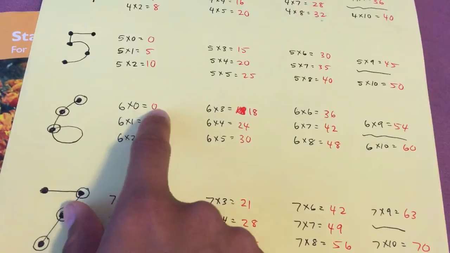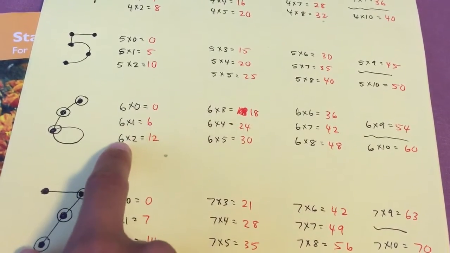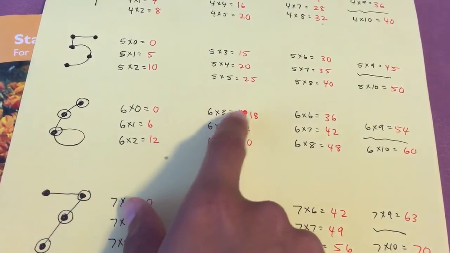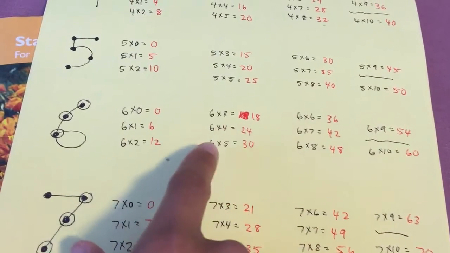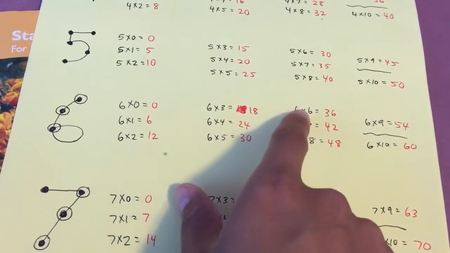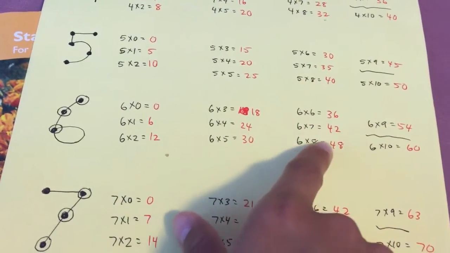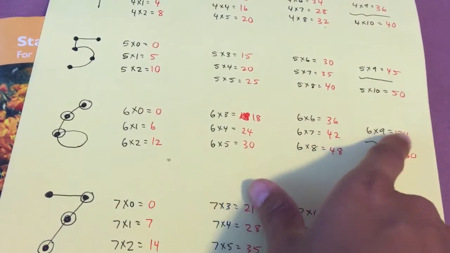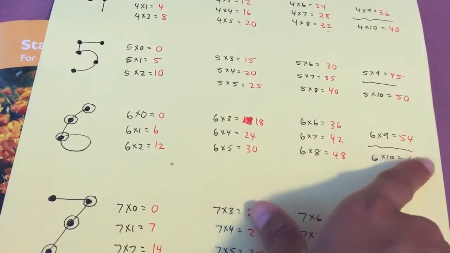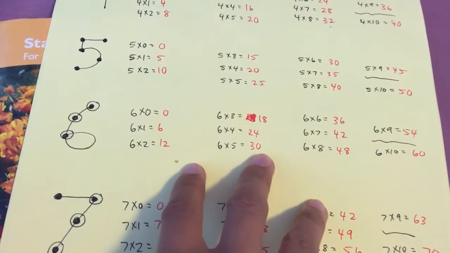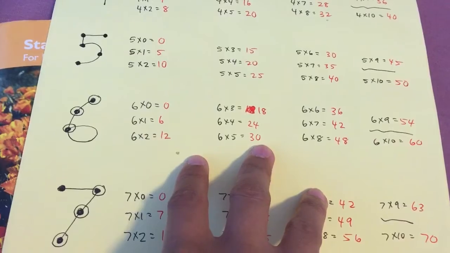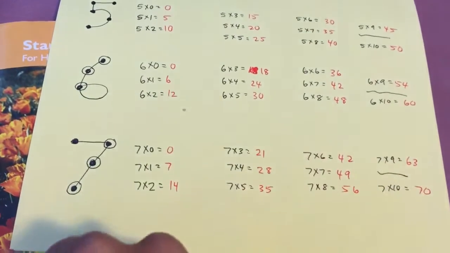6s. 6 times 0 is 0, 6 times 1 is 6, 6 times 2 is 12, 6 times 3 is 18, 6 times 4 is 24, 6 times 5 is 30, 6 times 6 is 36, 6 times 7 is 42, 6 times 8 is 48, 6 times 9 is 54, 6 times 10 is 60. Go ahead and double check your answers. Pause the video if you need to.